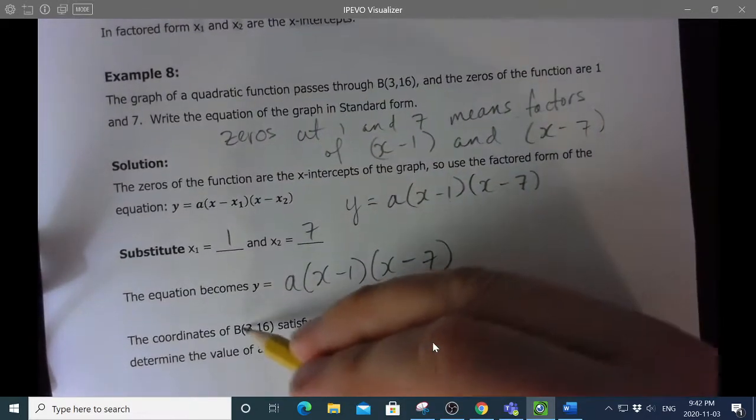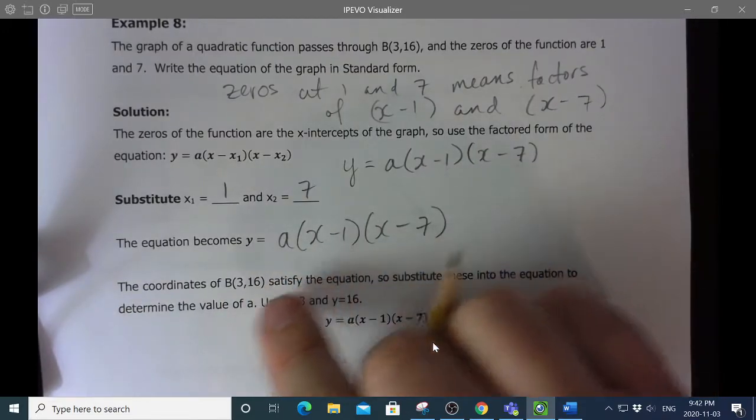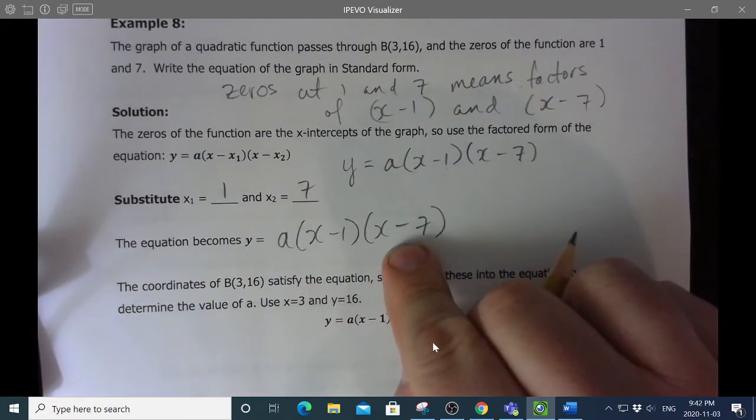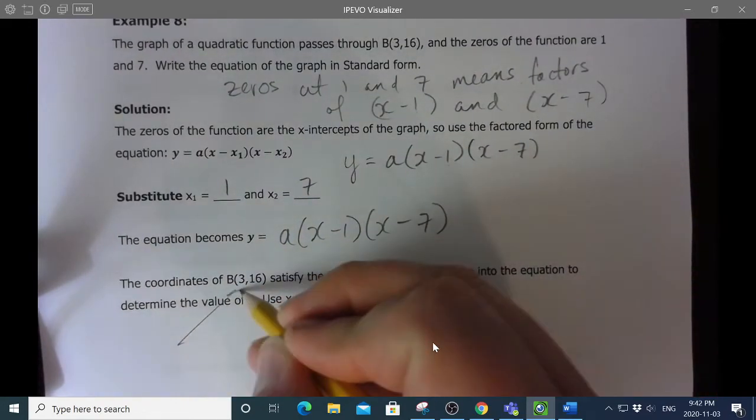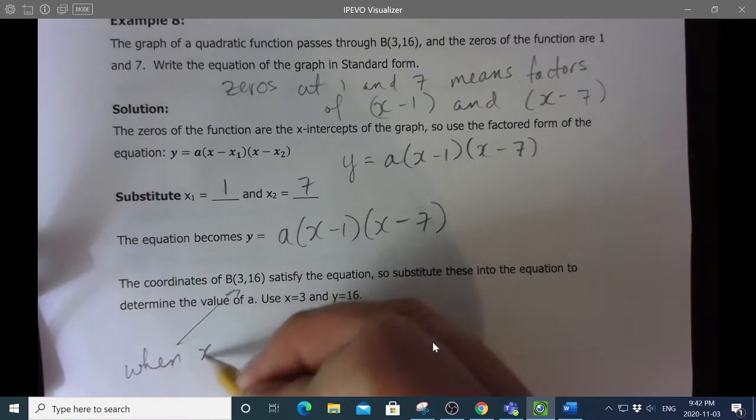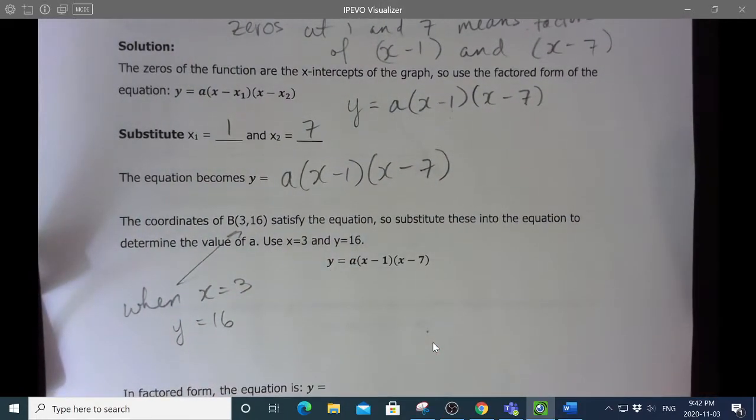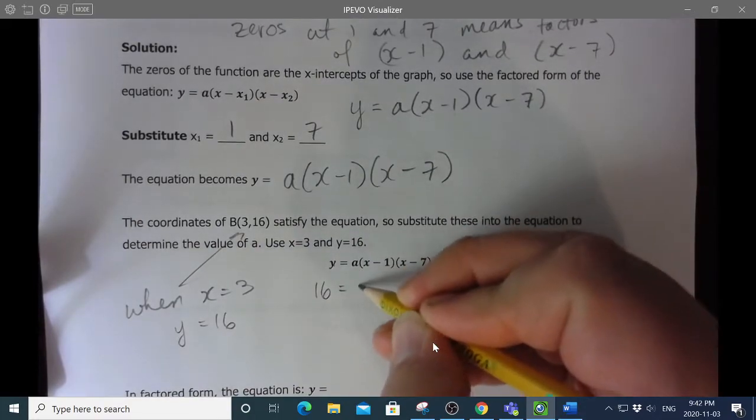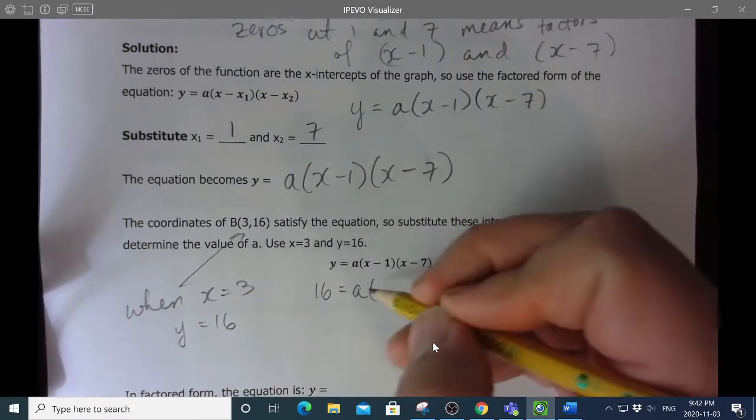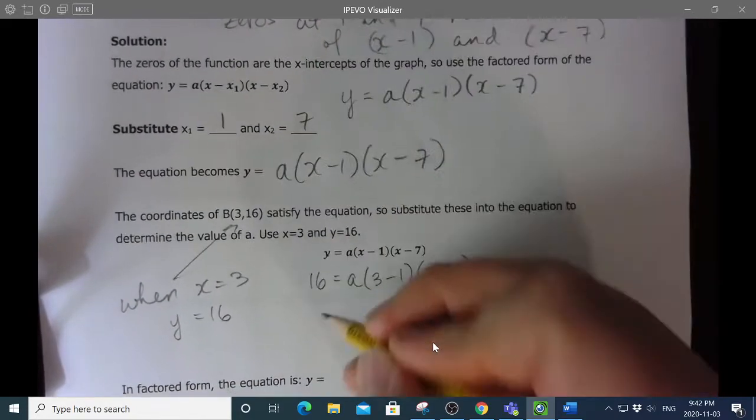The coordinates of B, 3, 16 also make this a true equation, right? This point is on this line somewhere. So that means when x is 3, y is 16. So I know when x is 3, y is 16. So 16 goes here. A, I don't know yet. That's what I'm trying to figure out. And x is 3. Okay, do a little bit of math on that.